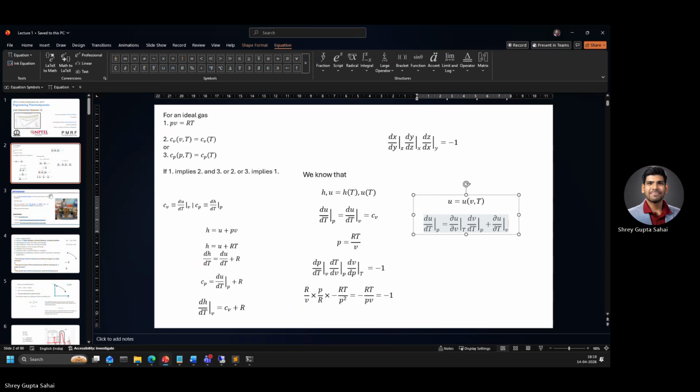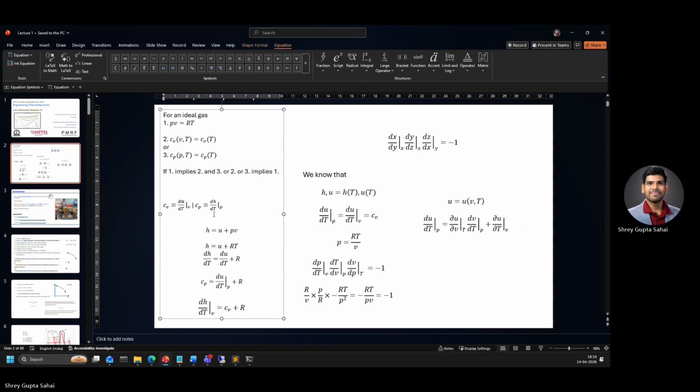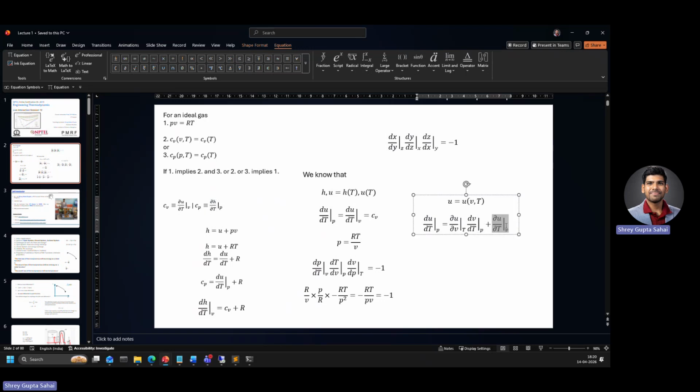For an ideal gas, what all do we know? Actually, this is the correct term. Okay, this is not exact. It is important that these partials are used rather than totals. Okay, so now we realize that this is CV.